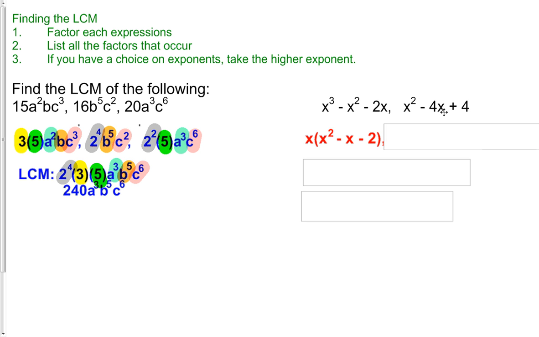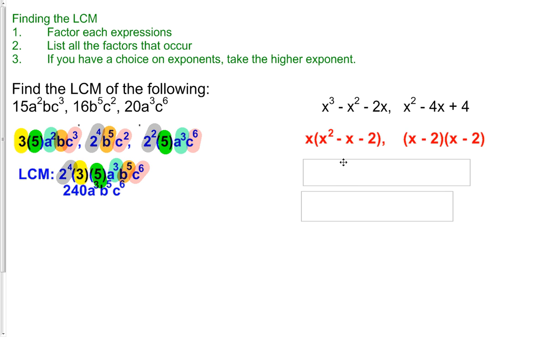On the other side here, there's nothing we can pull out of everything, but we know that we can unfoil it. We're looking for two numbers that multiply to 4, add up to negative 4. Those two numbers would be negative 2 and negative 2. So negative 2, negative 2, multiply to positive 4, and add up to negative 4. So that's what we're going to do, right? X minus 2 times x minus 2.